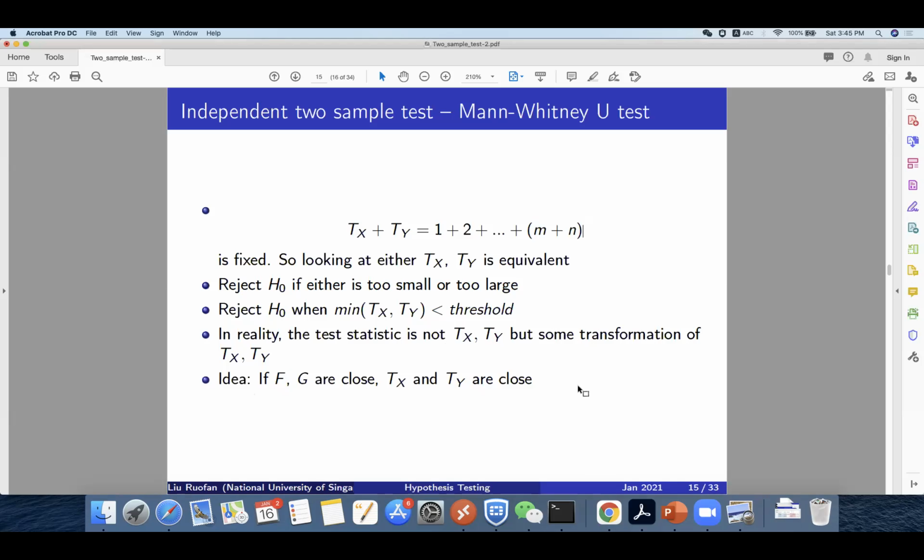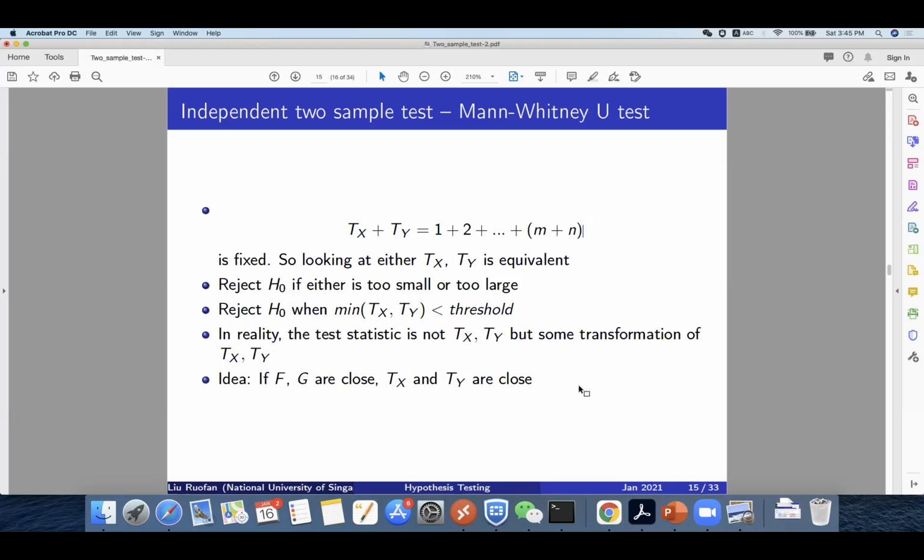So my statement is incorrect. If Tx and Ty are not of the same size, does Mann-Whitney still apply? M is the size of X, and N is the size of Y. And if the sizes of X and Y are very different, can we still apply Mann-Whitney? We can't.